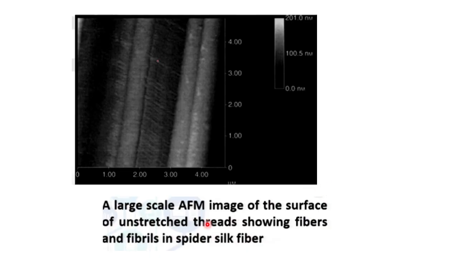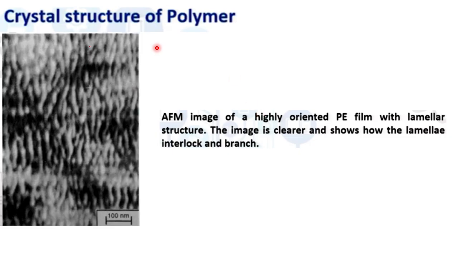So this example is the large scale AFM image of the surface of an unstretched thread, showing fibers and fibrils in spider silk fiber. So it is in unstretched condition, and whenever you are giving the data, you must also provide the height of the cantilever from the surface. So both the scale and the height, both data should be provided whenever you are providing AFM data.